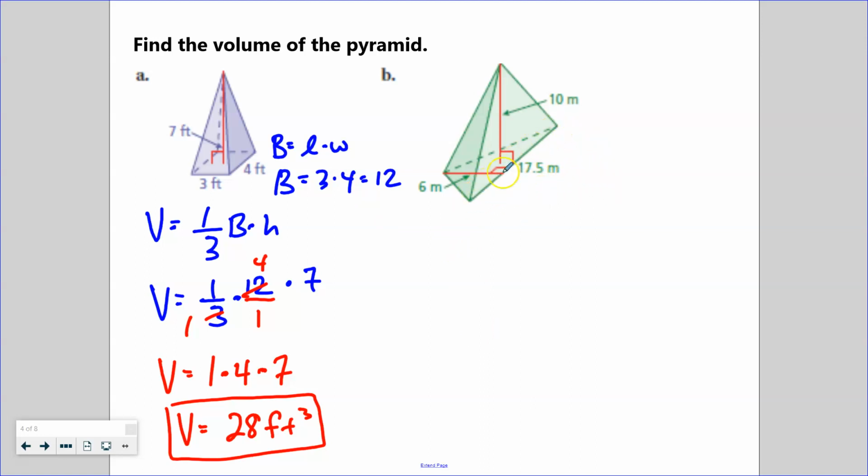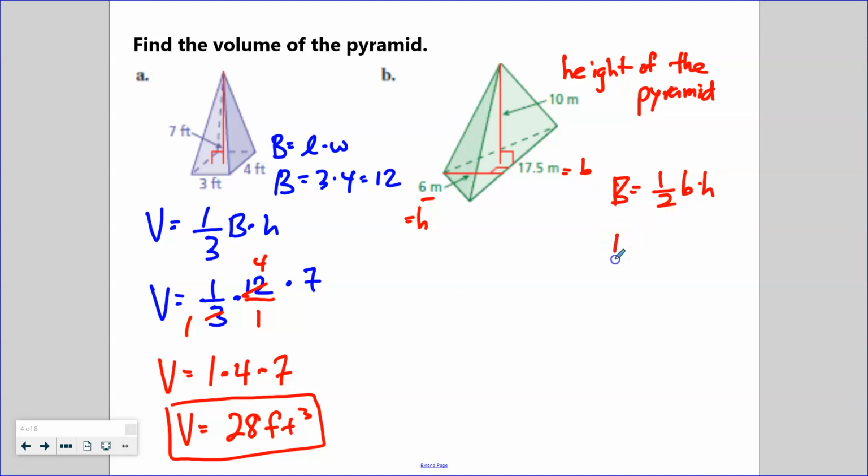You can see here how they made the triangular base, and we can see that this would be the height, this would be the base, right? And this would be the height of the pyramid. And as you do more, you'll get more savvy at figuring out what's what, right? So we have to figure out big B, and big B is 1/2 base times height. Area of the base is 1/2 times 17.5 times 6.